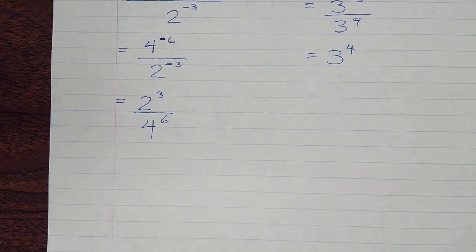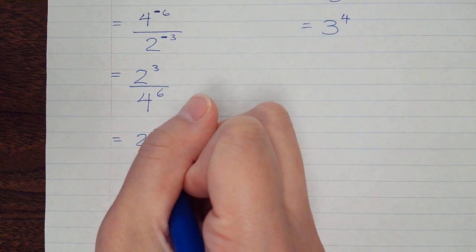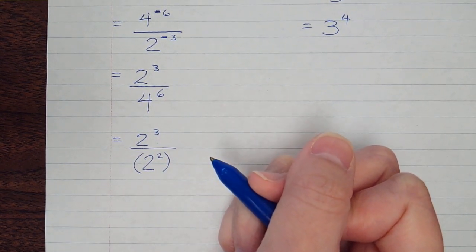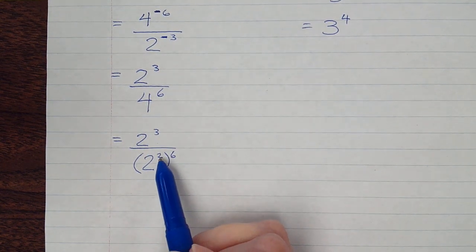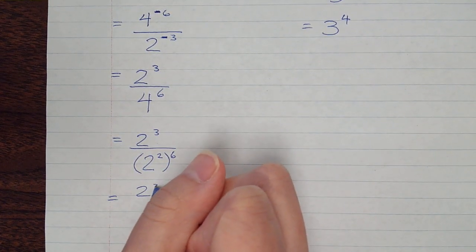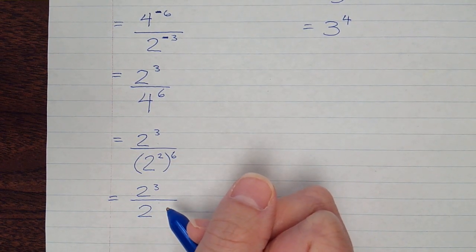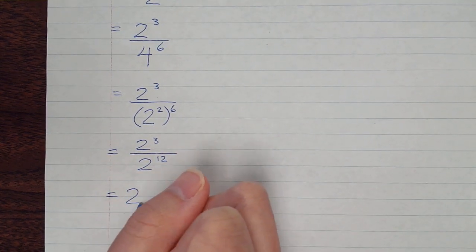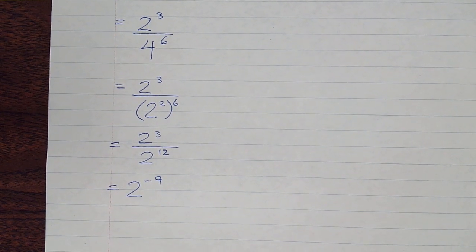Good. Now I can do what you guys were saying. Maria, you said 2 to the power 2, bracket, 2 to the power 2 to the bracket to the 6. That's right. So change the 4 to a 2 to the power of 2. Right? So I get 2 to the power of 3 over 2 to the power of 12. Mm-hmm. And then that will give you 2 to the power of -9. Negative 9. Okay.